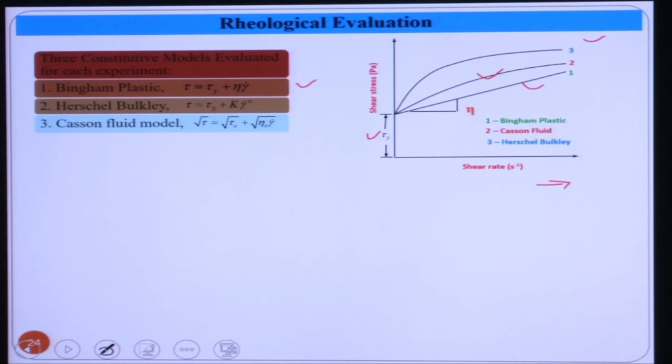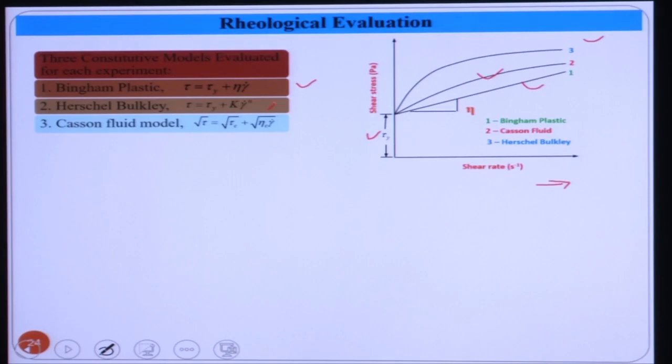So these are the different fluid models. In the Herschel-Bulkley fluid, this n governs the flow behavior. It governs whether it is shear thickening, shear thinning, or a normal Bingham plastic fluid. If you put n equal to 1, it becomes the normal Bingham plastic fluid. When n is greater than 1, it is a shear thickening fluid, meaning its viscosity increases with the increase in shear rate. And when n is less than 1, it is a shear thinning fluid.